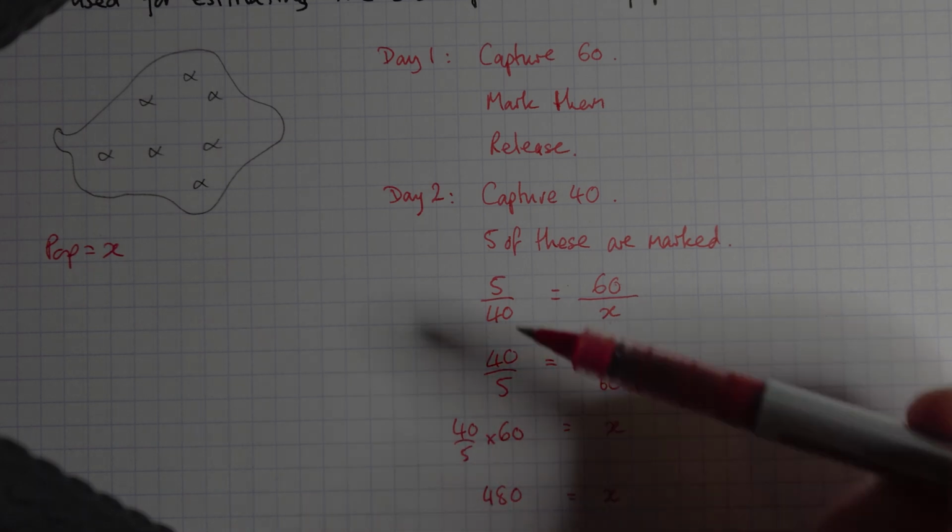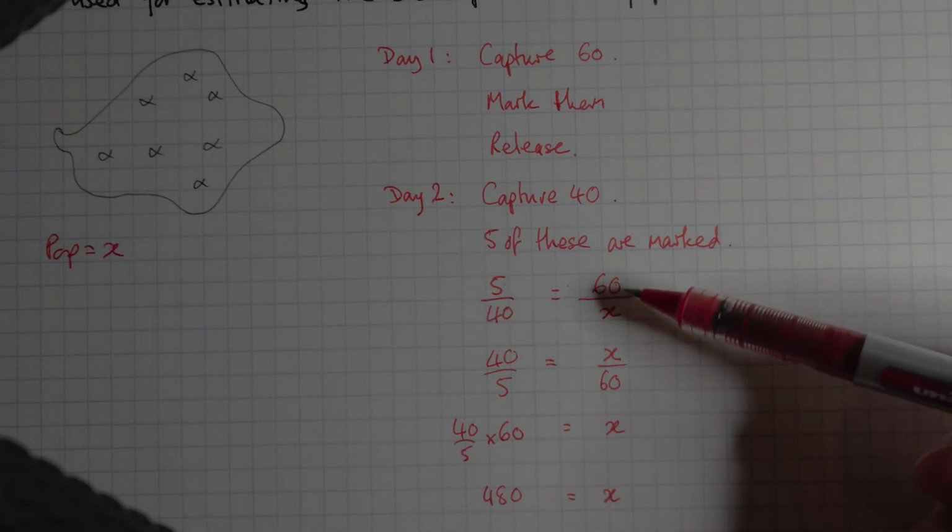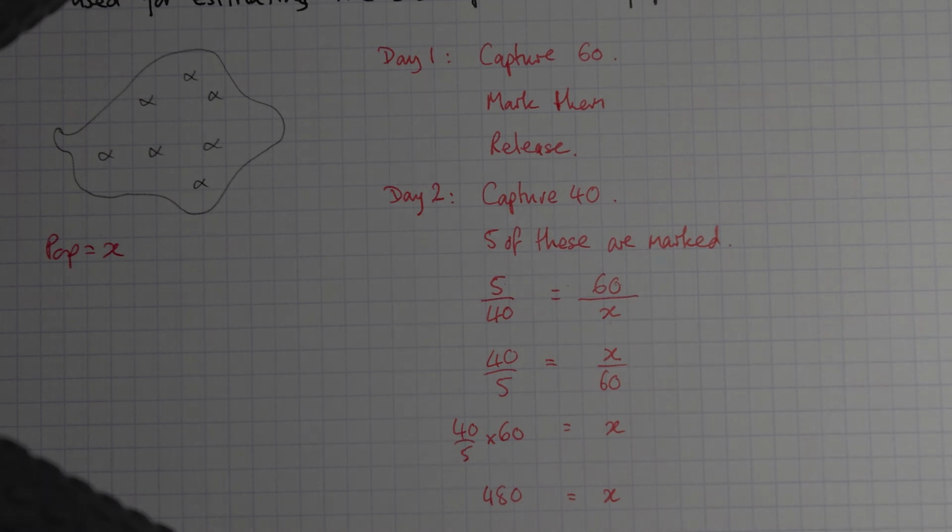I also said notice that to get from the top number to the bottom number it's times by 8, and that works again, doesn't it? 60 times by 8 does indeed give you 480 as well.